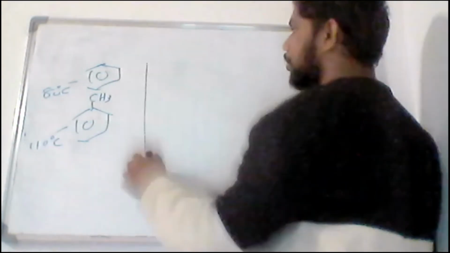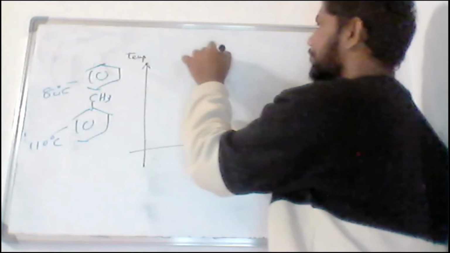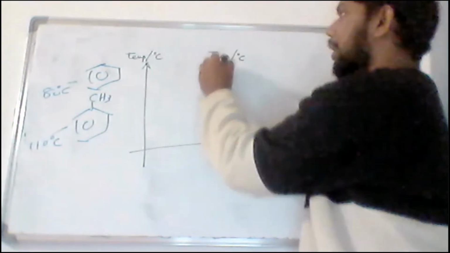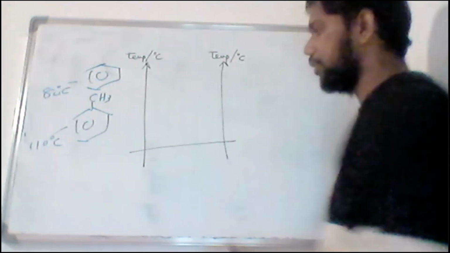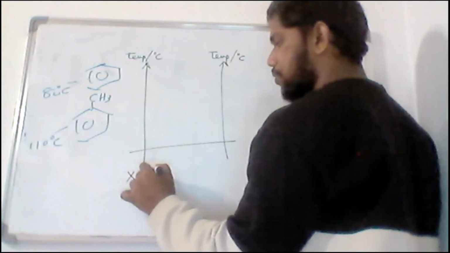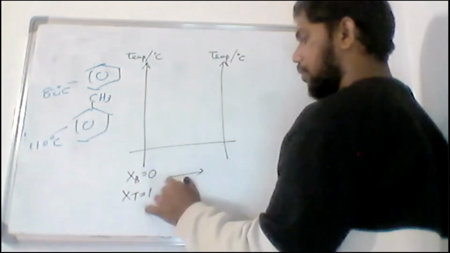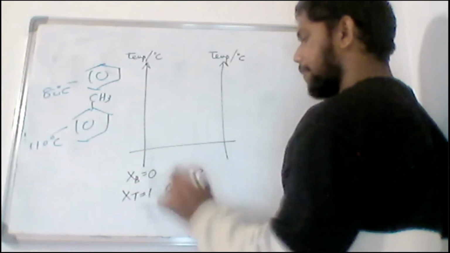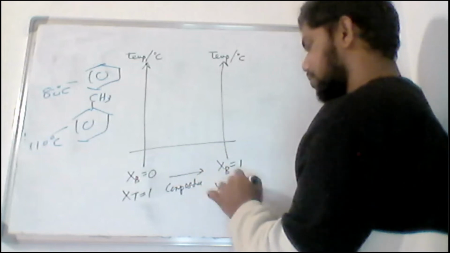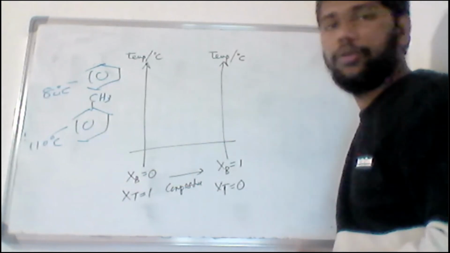So what do you think? So we will draw a temperature composition diagram. So you need to mention temperature, degrees Celsius. You need to name all axes. That is very important. And I will mention here X benzene is equal to 0 and X toluene is equal to 1. And here you need to write composition. XB is equal to 1 and X toluene is equal to 0. Okay, you have to mention XB is for mole fraction of benzene, XT is mole fraction of toluene.